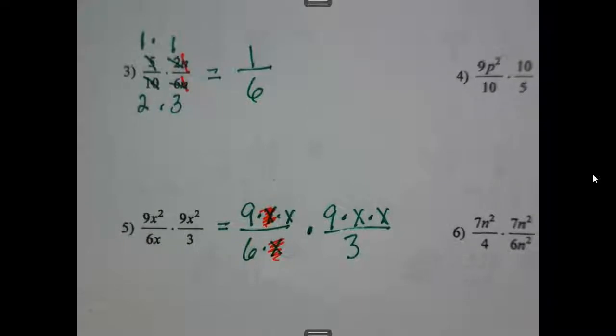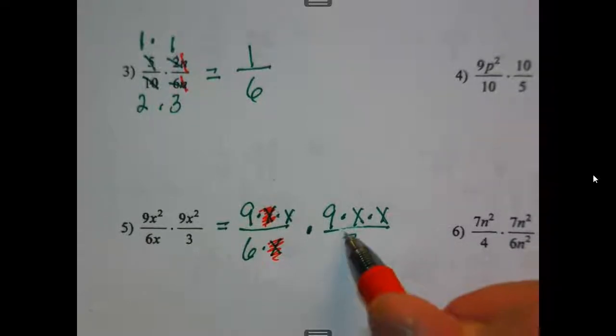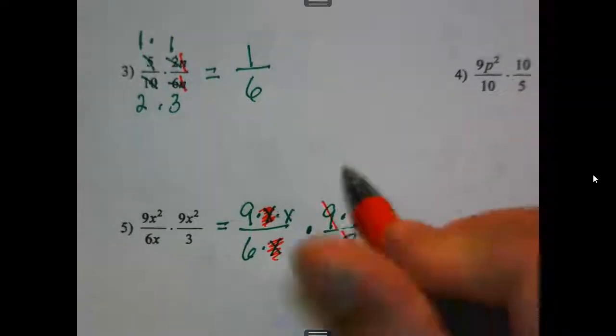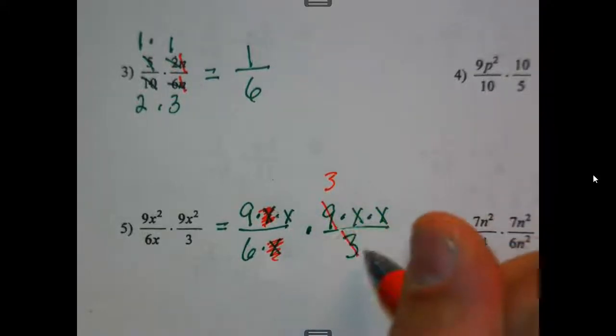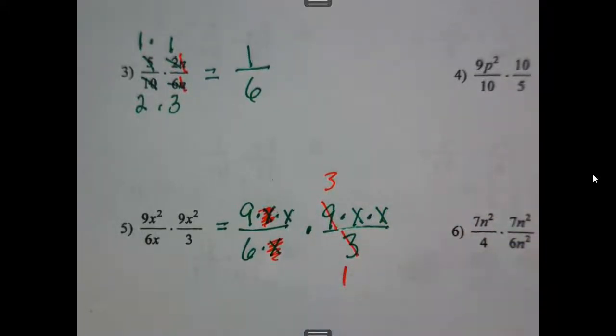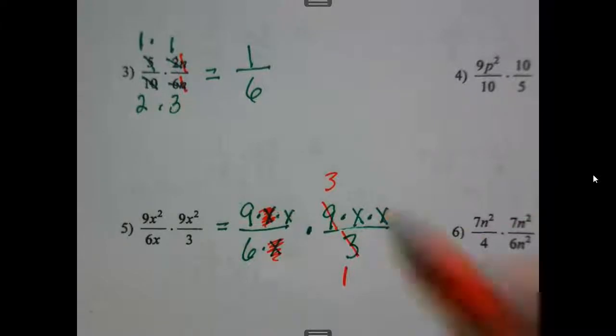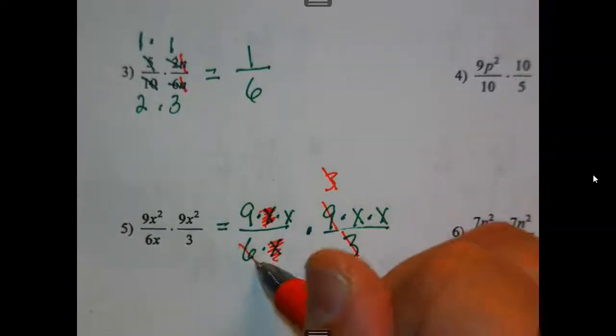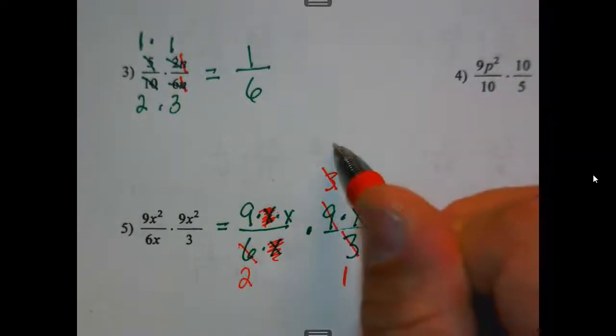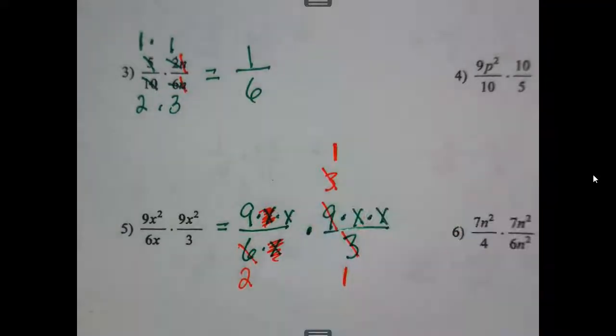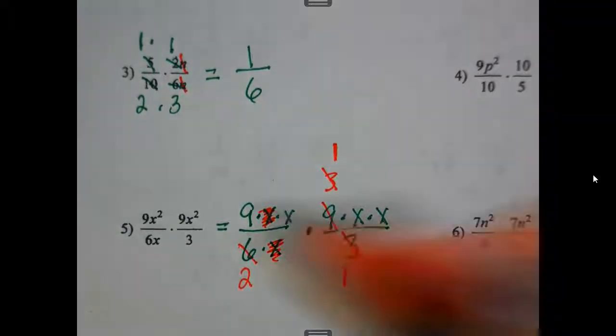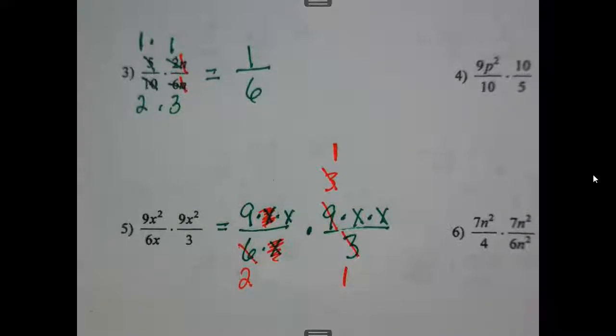Okay, now I have numbers. Let's see. 3 goes into 9 how many times? 3 goes into 3 how many times? Ooh, 3 goes into 6 how many times? 3 goes into 3 once. Is that it? Looks like it. Well, 2 does not divide into 9 evenly, so we're going to leave it.